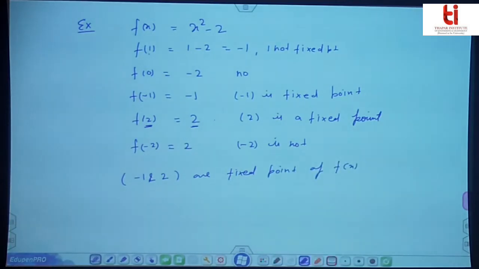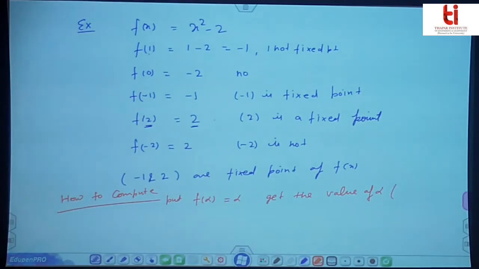How to compute the fixed point of a function? So what is the procedure? One is to just put the value of the input and get the output. That is one procedure. Another procedure is to just put f of alpha equal to alpha and get the value of alpha. That will be the fixed point.